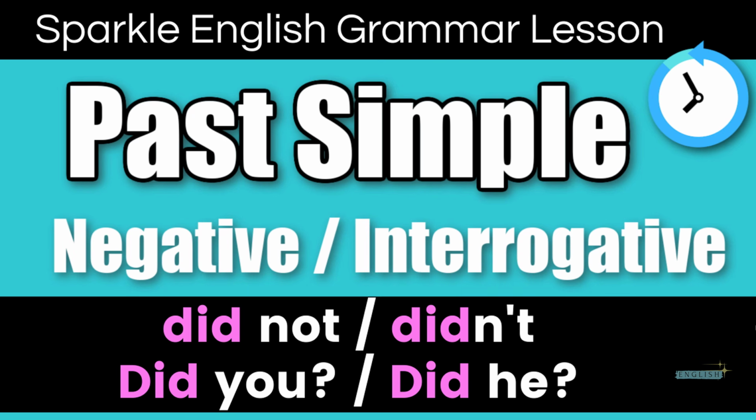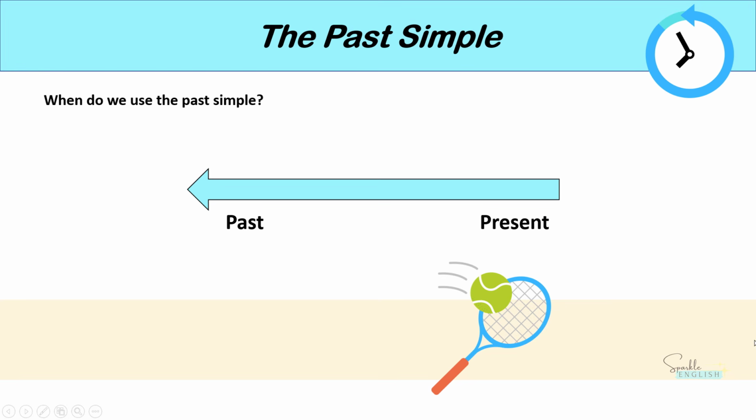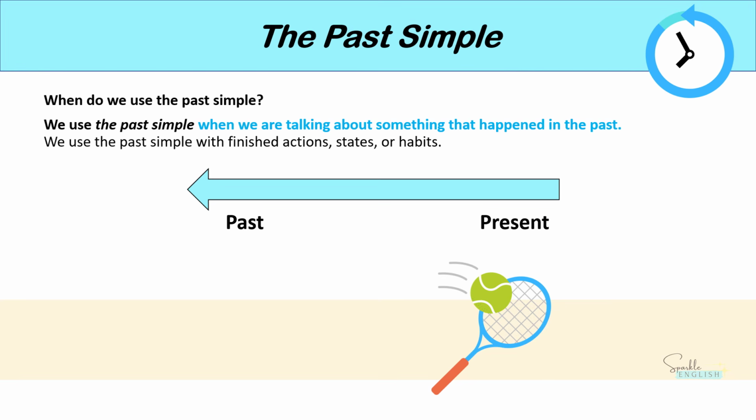In today's lesson, we are going to talk about the past simple tense and how to form negative sentences and interrogative sentences or questions in the past simple tense. So let's get started. So when do we use the past simple? We use the past simple when we are talking about something that happened in the past. We use the past simple with finished actions, states, or habits.